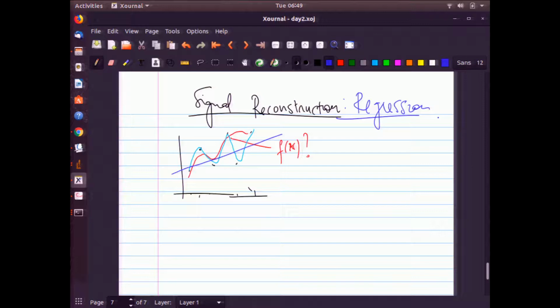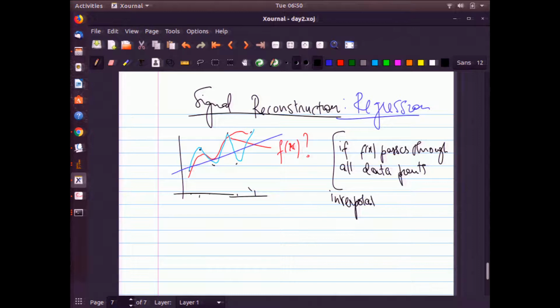Okay, so in either case, you see, you may not stick to the data points, right? So if f of x passes through all data points, then we call this interpolation. Okay? But in general, your regression need not be interpolation. You can have an approximation of your curve. Okay? And f of x is called the interpolant or approximand.